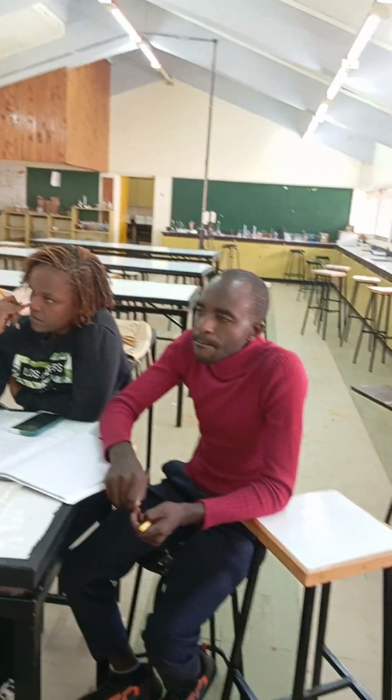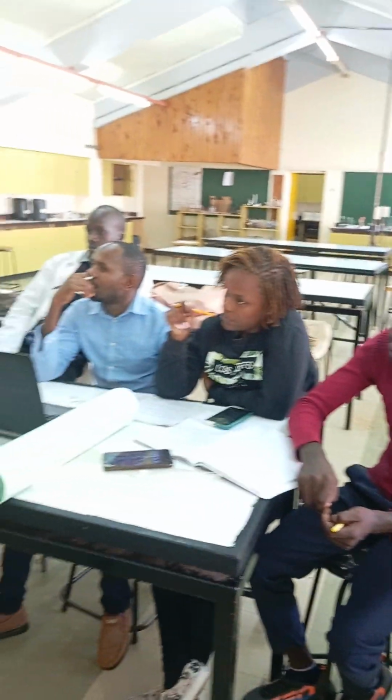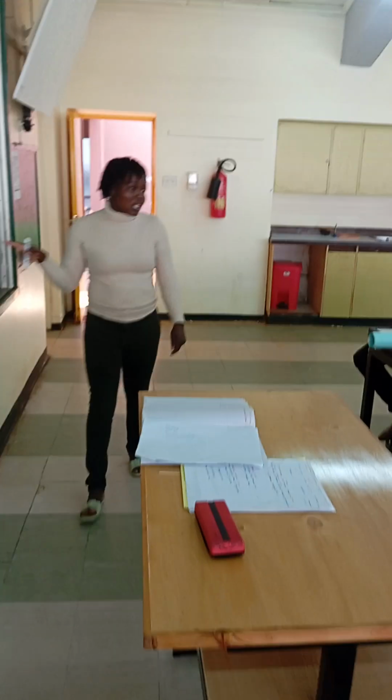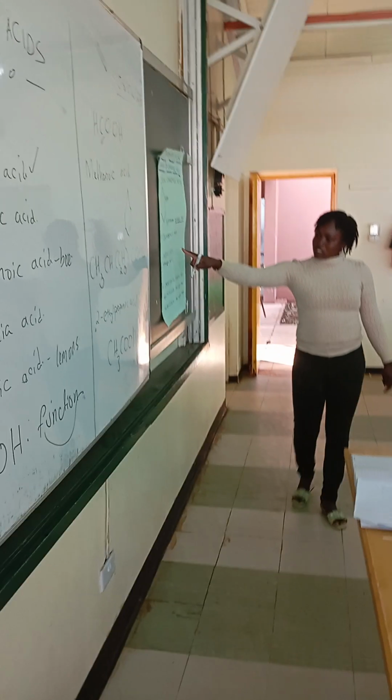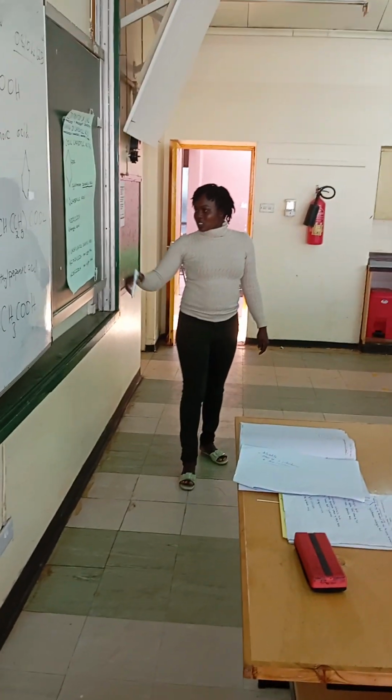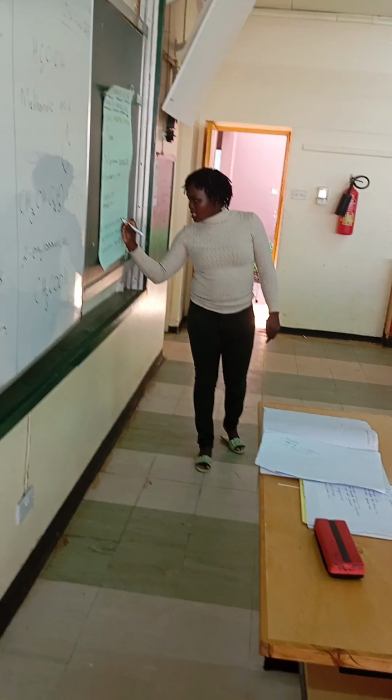And this is the IUPAC name. Somebody gave us a name somewhere there: oxalic acid. So oxalic acid is the common name for ethanedioic acid. You see? Then we have unsaturated carboxylic acid.